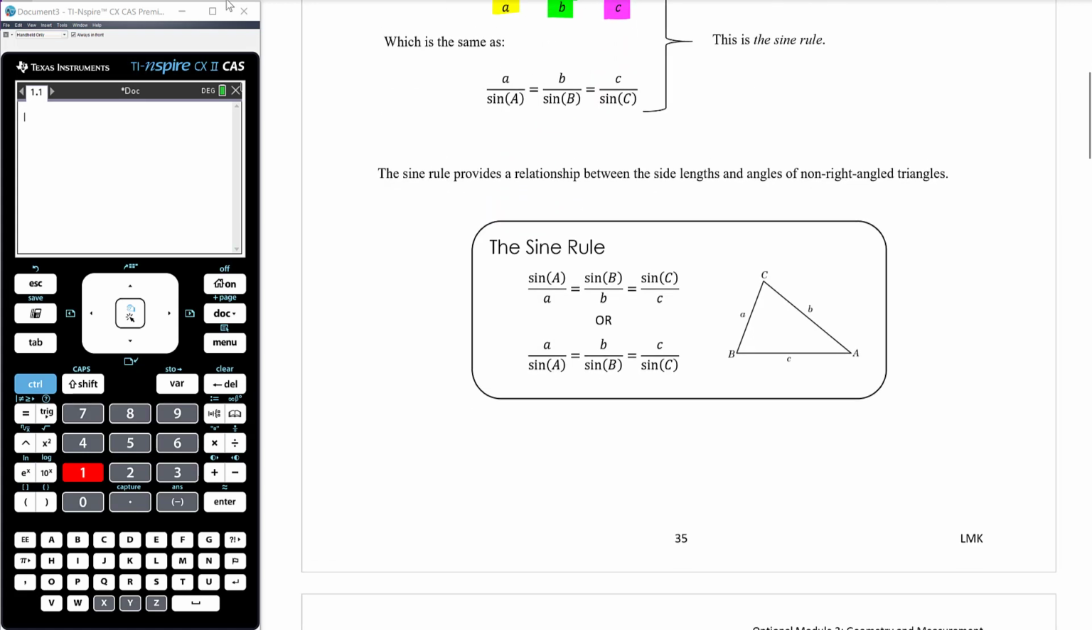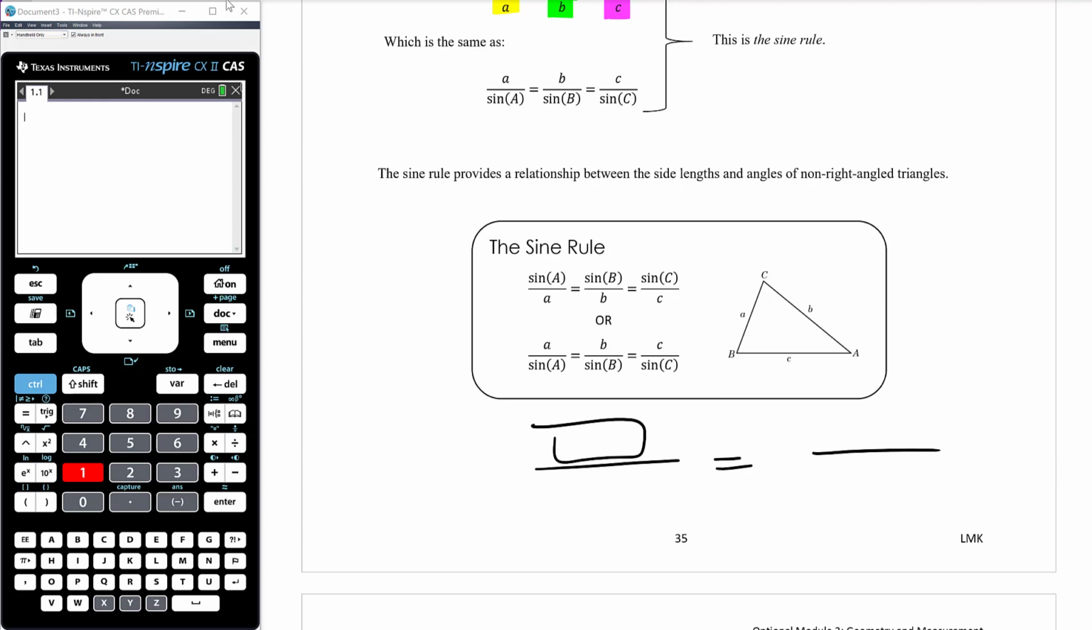Okay, so as I said at the beginning, the sine rule provides a relationship between side lengths and angles of non-right-angled triangles, and we can either set it up this way with sine of the angles on the numerator. I would do that if the angle is the unknown thing I'm solving for, or we can set it up with the side lengths on the numerator, and I would use the latter version if it's a side length I'm trying to find. So I always like to set things up with the unknown thing at the top left, and then everything else can follow from there.